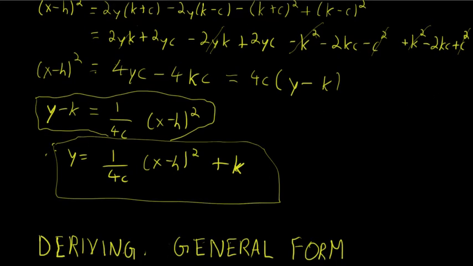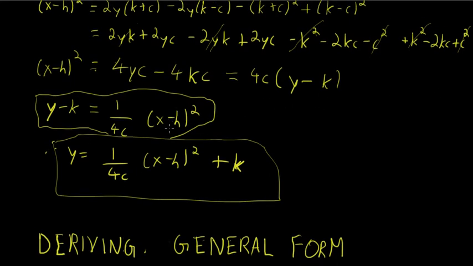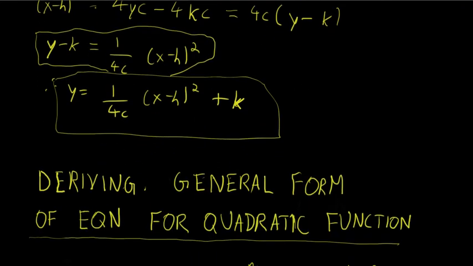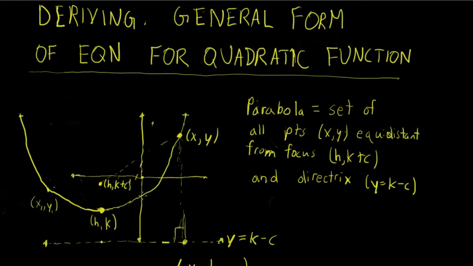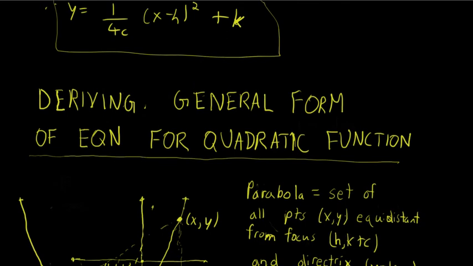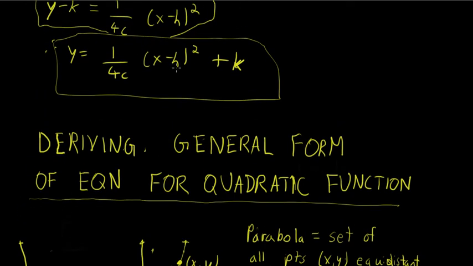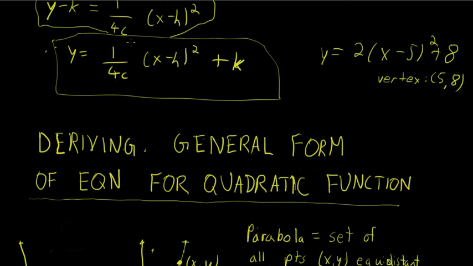Now let's go through and see what these letters mean here. So you notice we have h and k. hk is the vertex of the parabola. So let's say if this were, I don't know, y equals 2 times x minus 5, quantity squared, plus 8, you can see that the vertex is, in this case, 5, 8. But what about this 1 over 4c term?